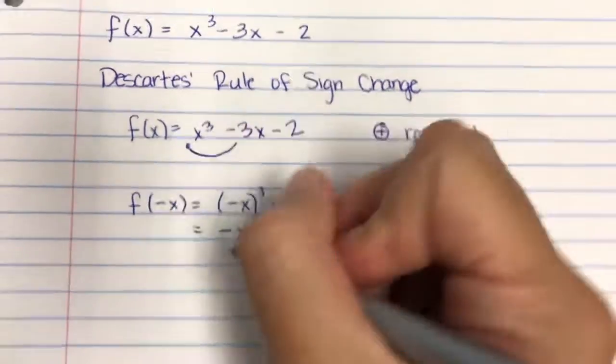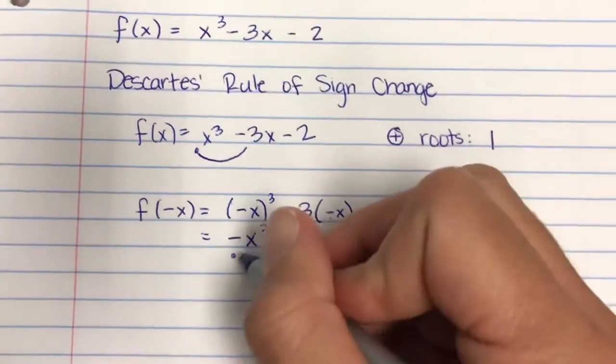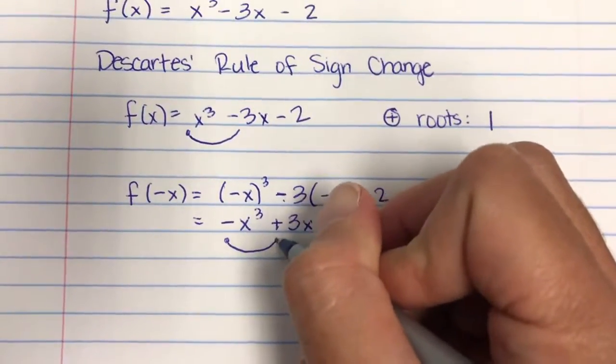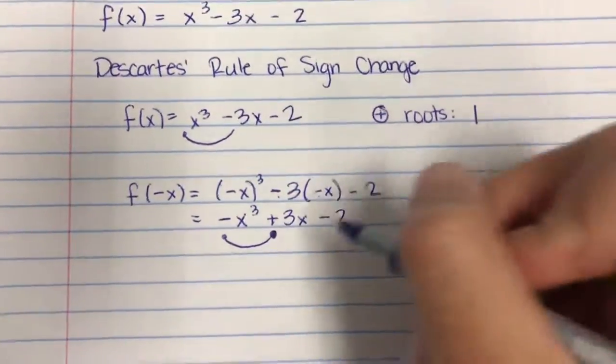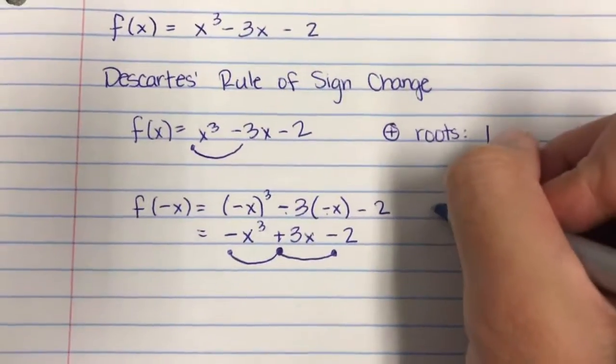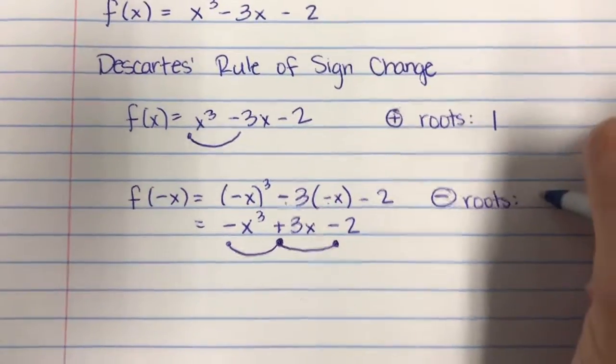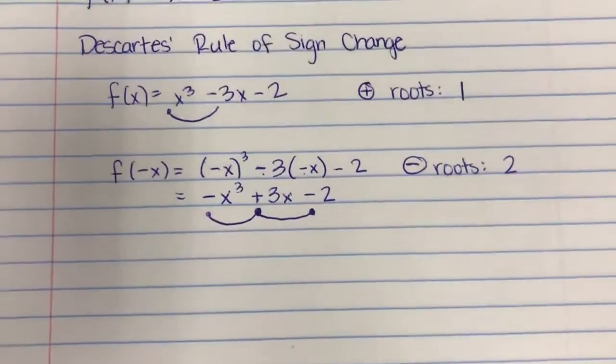So now I'm going to do the sign change again. I start with a negative here. It becomes positive at positive 3. And then it becomes negative at -2. And this gives me the following information. I could have 2 negative roots.